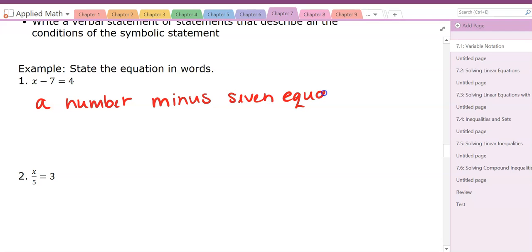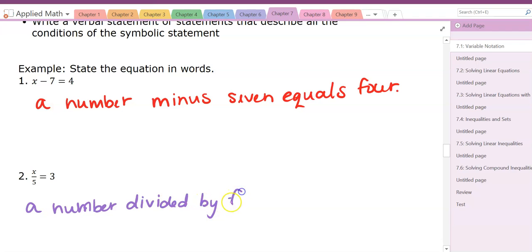Equals, or you could say is 4. For number 2, we could say a number divided by 5 is 3. You could have said the quotient of a number and 5. That would be the same thing as saying a number divided by 5.